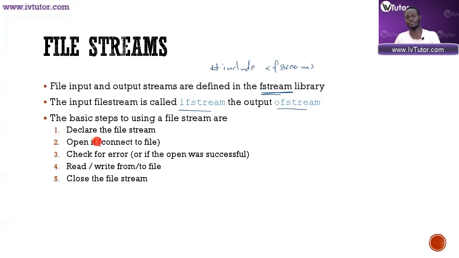Now, opening your file stream means you are linking it to the file that you want to read from or write to, which is the second step. The third step involves checking for errors. You check if this process was successful. Did we manage to connect this to a file?